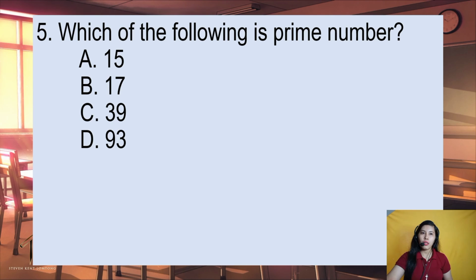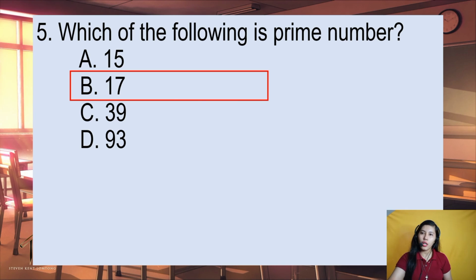Si 93, check din natin siya. It's divisible by 3 and 7. So, ang sagot lang natin dito is, of course, letter B, si 17, since yung factor lang niya is 1 and itself.